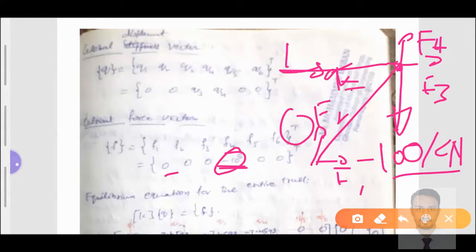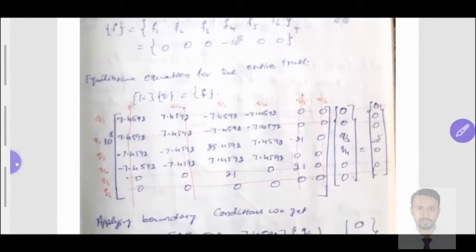This is f1, f2 equal to 0. This is f3 equal to 0. f4 is minus 100 kilonewton, that is 10 to the power of 5 newton, and then f5 and f6 are 0. All the other forces are equal to 0. Only at node number 2 a vertically downward force of 100 kilonewton has been applied.